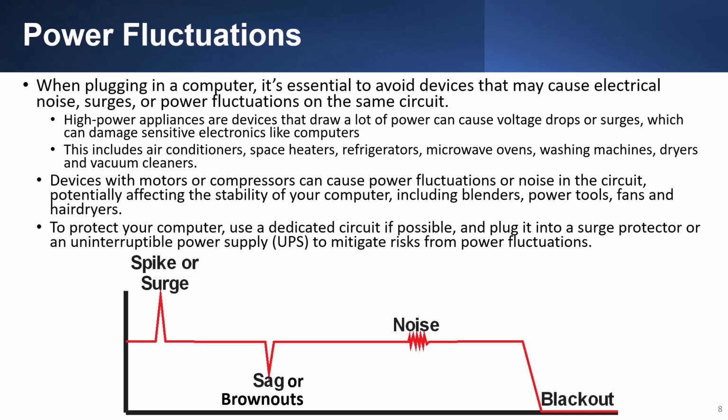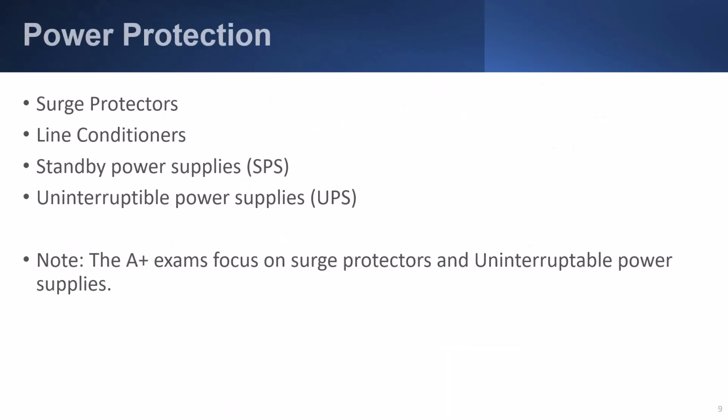To protect your computer, use a dedicated circuit if possible, and plug it into a surge protector or an uninterruptible power supply or UPS to mitigate risk from power fluctuations. Power protection devices are usually broken down into surge protectors, line conditioners, standby power supplies or SPS, and uninterruptible power supplies or UPS. Note, the A+ exam focuses on surge protectors and uninterruptible power supplies.